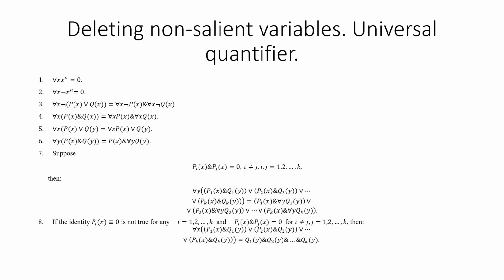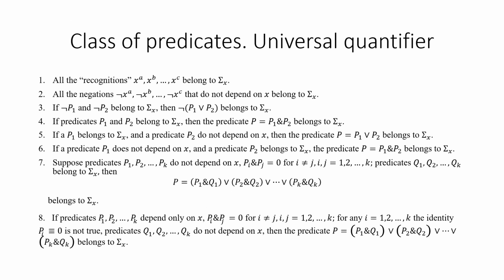These are some important properties of the universal quantifier that allow us to do the same thing, to simplify the formula with the help of the universal quantifier. We can construct a class of predicates from which we can delete non-salient variables with the help of the universal quantifier.